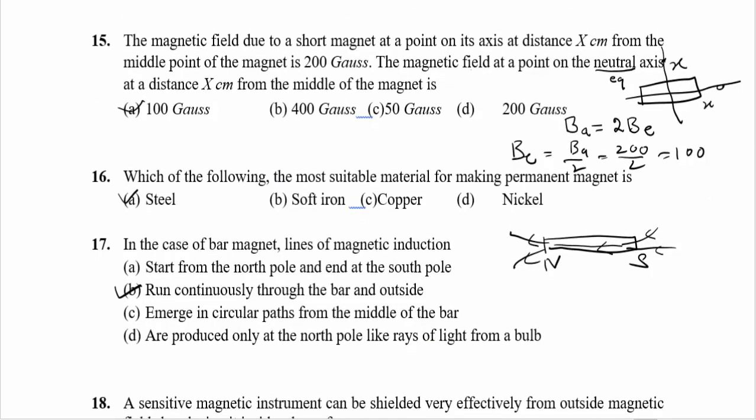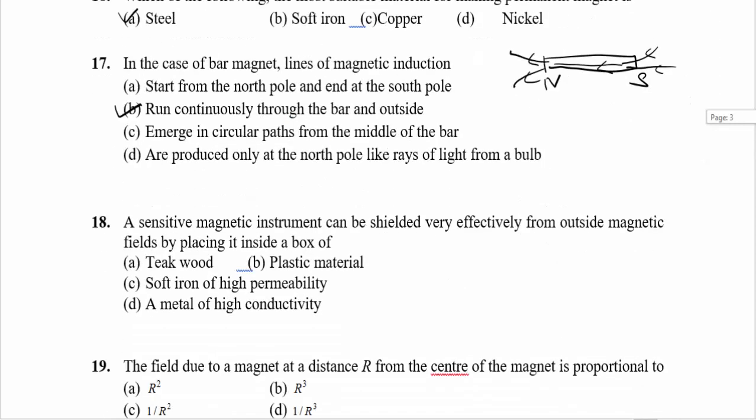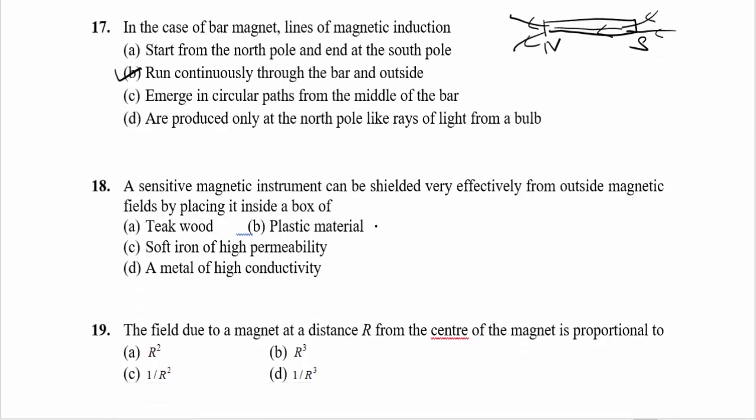Next question, 18th question. A sensitive magnetic instrument can be shielded very effectively from outside magnetic fields by placing it inside a box of what? So here, how do we shield a material from the outside effects? Any magnetic field coming from outside should be absorbed by the material and not touch the sensitive instrument.